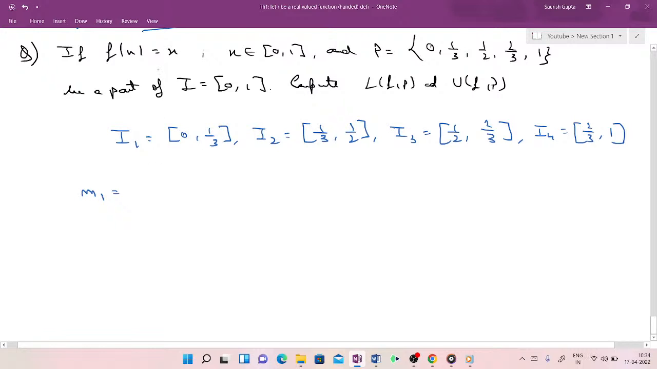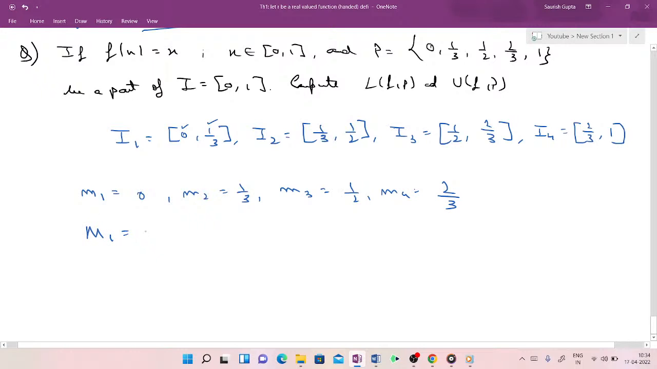So what is M1? Since this is a linear function, it is a monotonically increasing function, so the value of this function in every sub interval increases from the lower bound till the upper bound. So the greatest lower bound of the function in each sub interval is the image of the function at the starting value, and the least upper bound will be the image of the function at the end point of the sub interval, right? So M1 is 0. M2 is 1/3. M3 is 1/2. And M4 is 2/3.